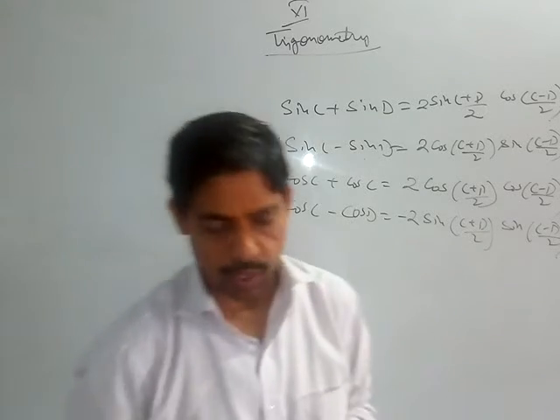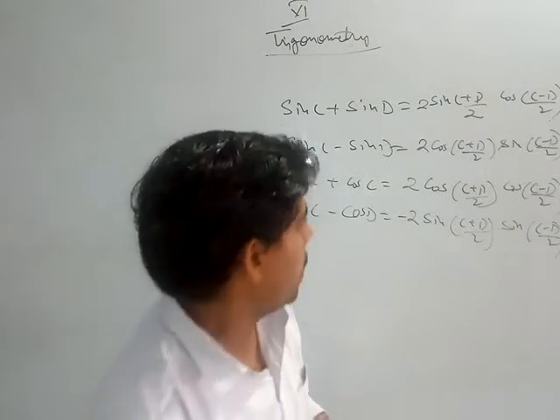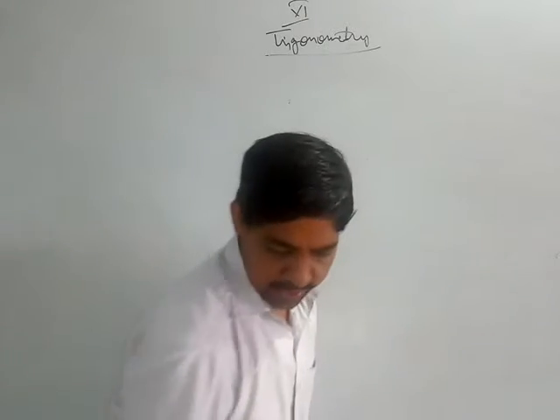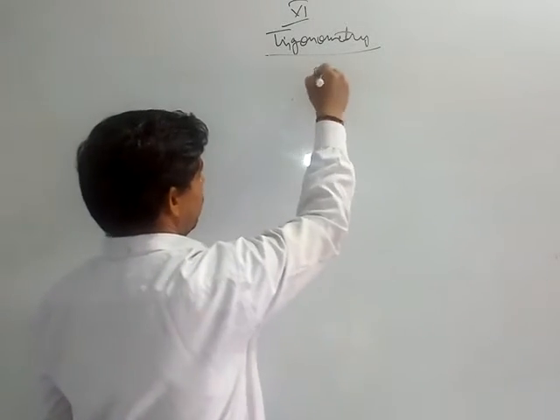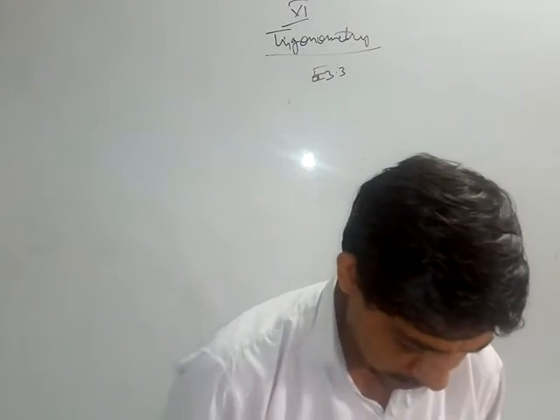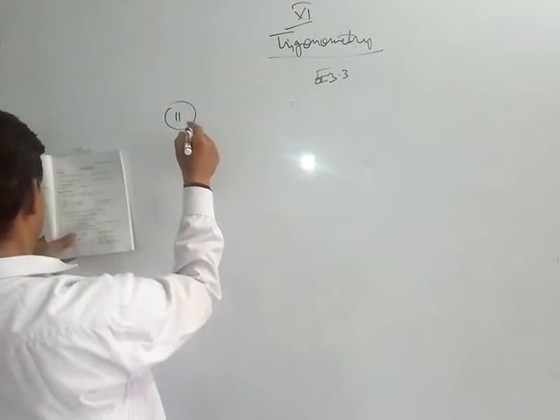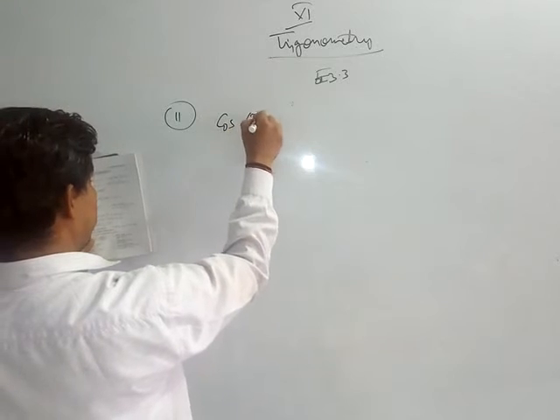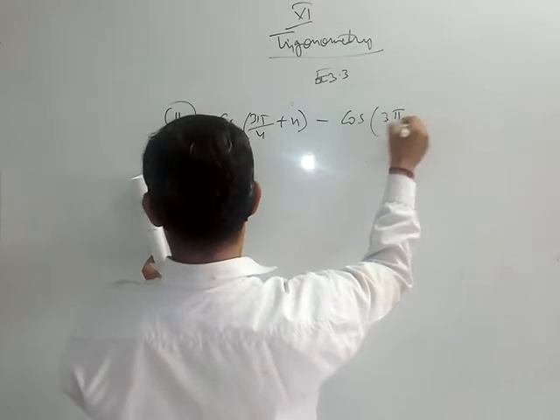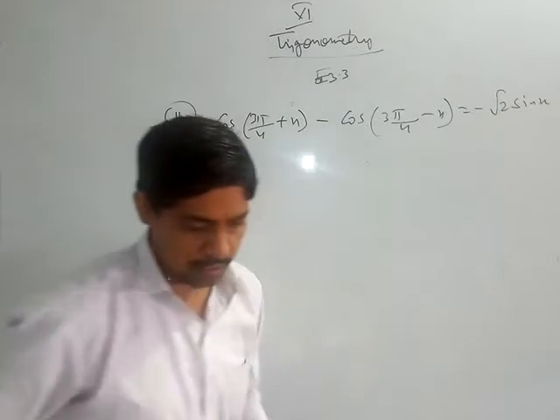Based on this, I have given you homework question number 11 to question number 20. So let's do some questions based on this. First of all, we are doing this exercise 3.3. In 3.3, we have question number 11, which is cos of (3 pi by 4 plus x) minus cos of (3 pi by 4 minus x) is equal to minus root 2 sin x. This is what you have to prove.